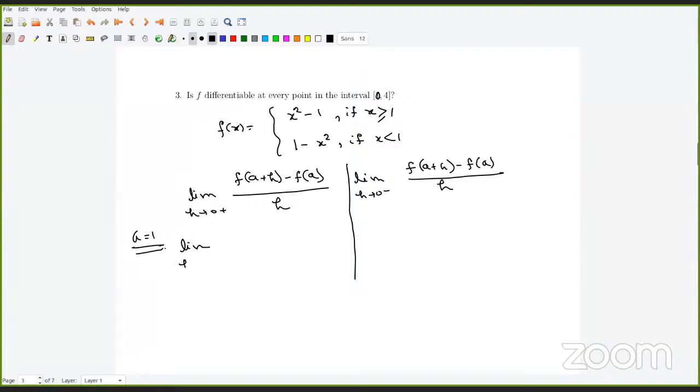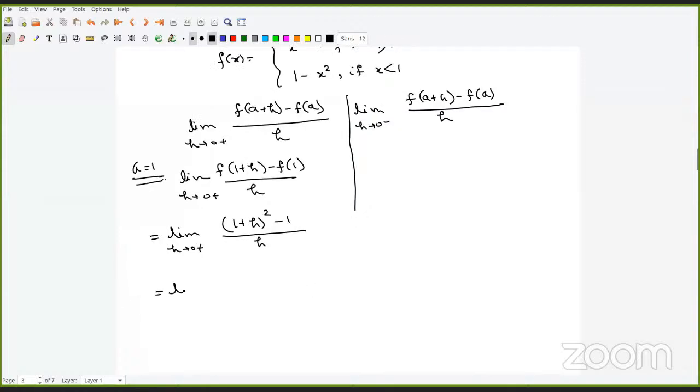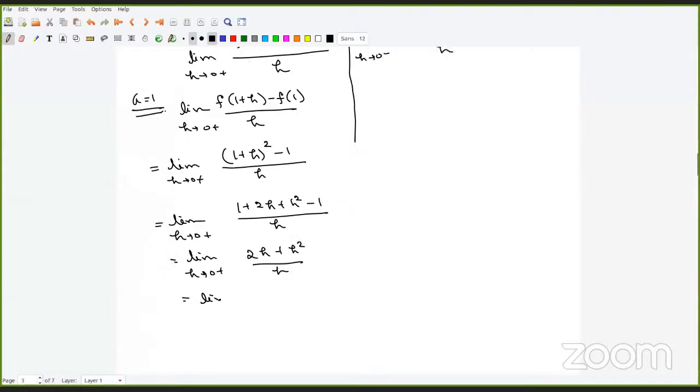So this is limit h tending to 0, f of 1 plus h minus f of 1, right? For h tending to 0 plus, what is f of 1 plus h? Which function should I use? The first one, because I am approaching from the right side of 1. So it will be 1 plus h whole square minus 1, and f of 1 is 0. So it is 1 plus 2h plus h square minus 1 by h. The 1 and 1 cancel, so 2h plus h square by h, which gives limit h tending to 0 plus of 2 plus h. As h tends to 0, it is 2. So my right hand derivative is 2.